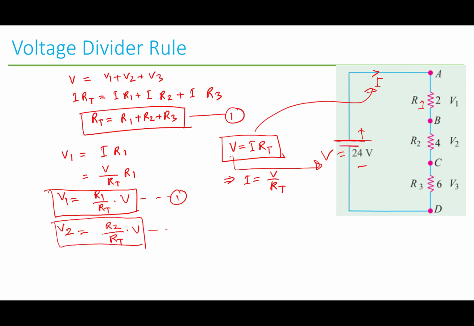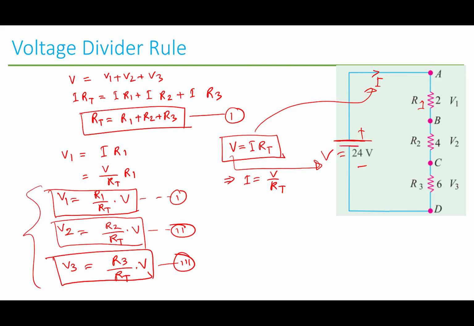And V3 equals R3 over RT times V. So this is known as the voltage divider rule. If you know the total voltage and the total resistance, you can find out the voltage across every resistor connected in series.